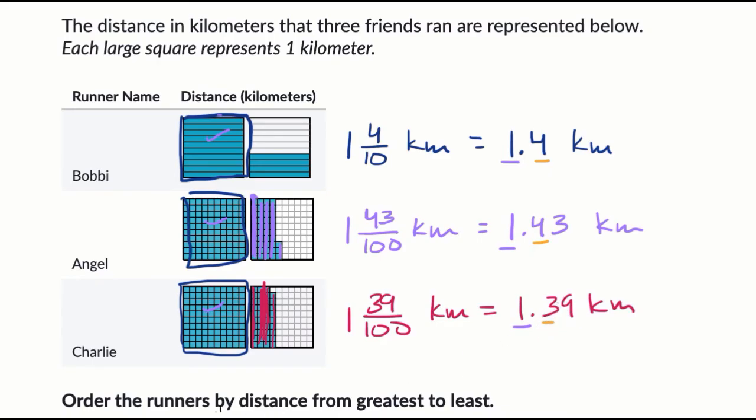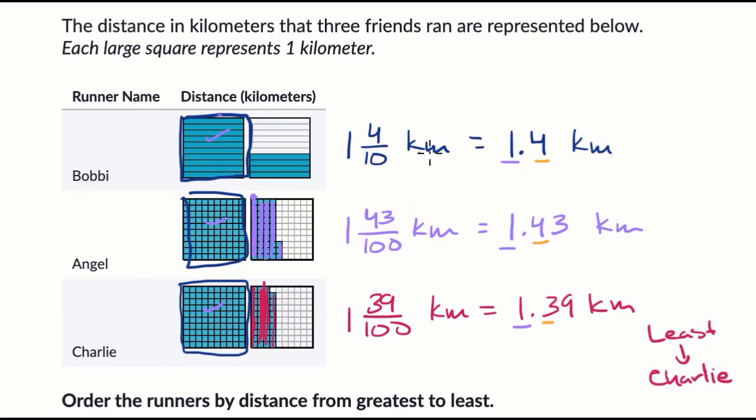So if we want to order the runners by distance from greatest to least, so we want greatest on the left and least on the right, we know that Charlie is the least. So I'll write Charlie here on the left, or sorry, on the right. I have to get my left from right. So Charlie is going to be the least, right over there.